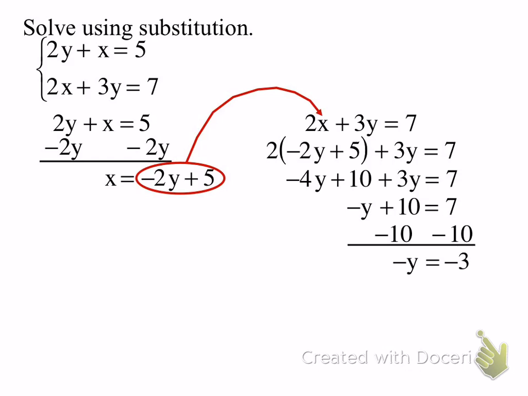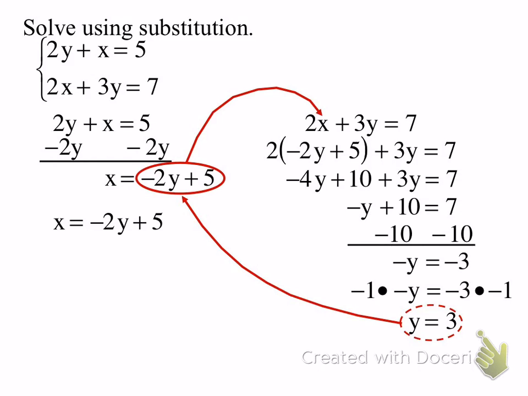subtract 10. I get a lot of people that say y equals negative 3. But what's going on here? You have to divide both sides by negative 1 or multiply both sides by negative 1, and we end up with y equals 3. And now we can go back to either original equation or the modified one, because isn't this x equals negative 2y plus 5 the same thing as 2y plus x equals 5? So I'm going to just substitute it right in there, because it's the same thing as that original equation, 2y plus x equals 5.